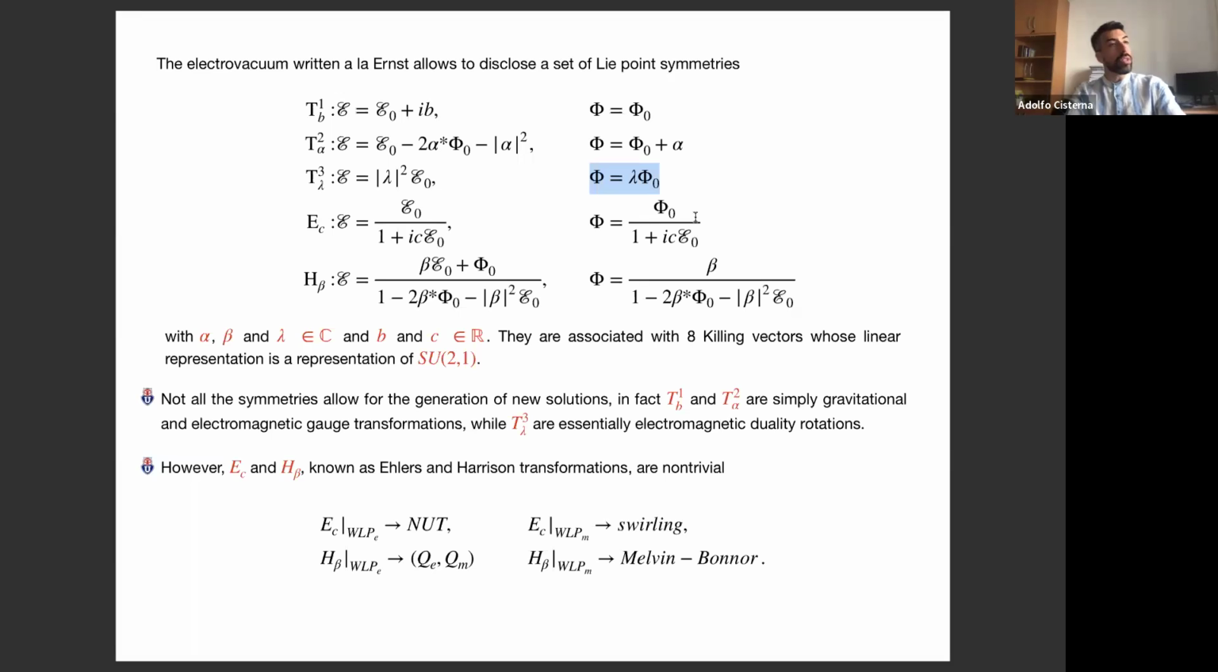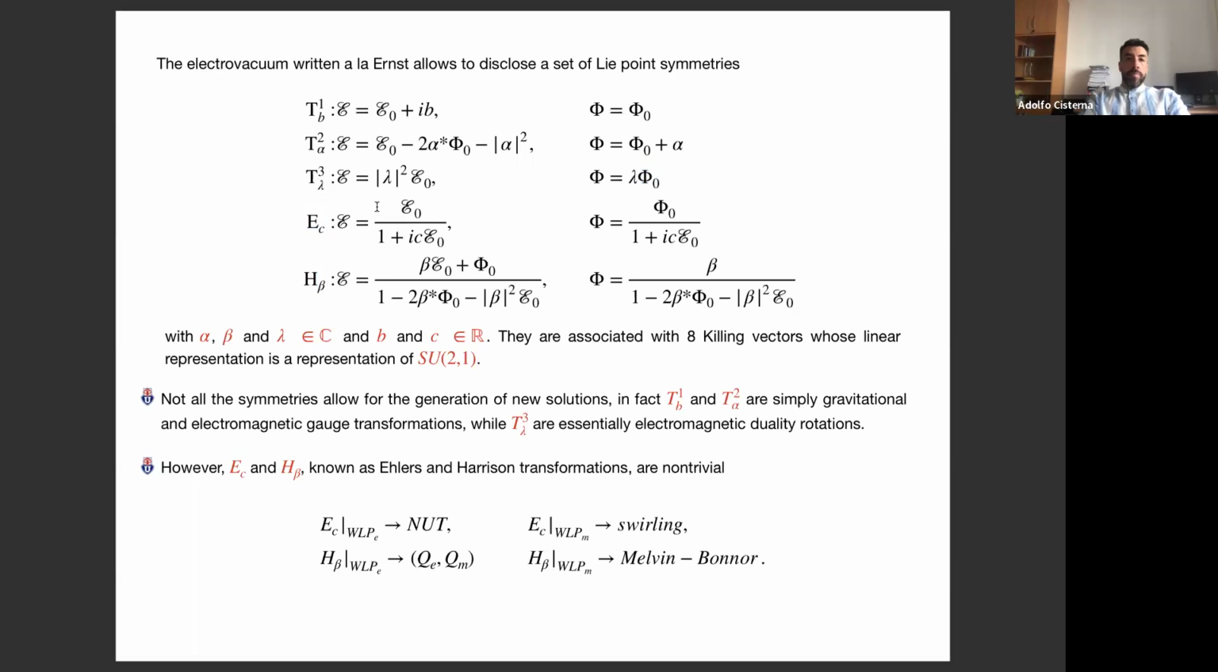But then you have two non-trivial Lie point symmetries that are called the Ehlers transformation, that depends on a real parameter that I'm calling C, and we have the so-called Harrison transformation that depends on a complex parameter that I'm calling beta here. And these two, they have very non-trivial effects. So let me tell you what they do, to be direct to the point.